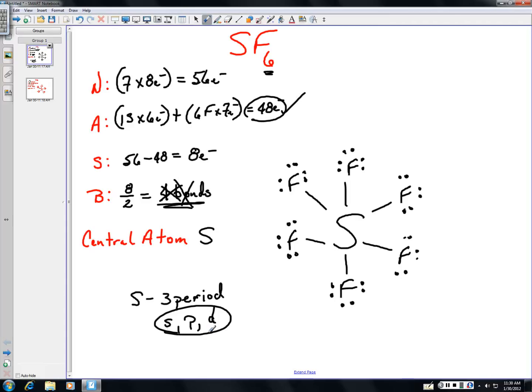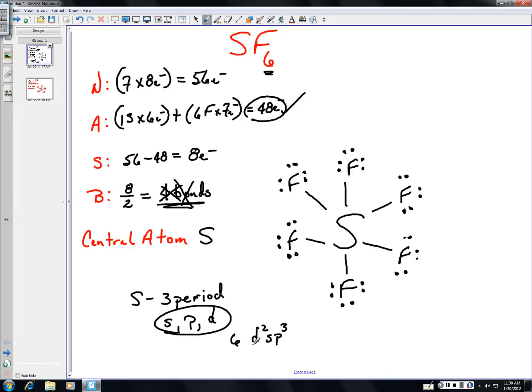It's hybridizing the S, the 3 P's, and 2 of the D's to make 6 of what we call d2sp3 hybridized orbitals. Okay? 1, 2, 3, 4, 5, 6. Each of those orbitals is what we call a d2sp3. It's not a pure S, not a pure P, and not a pure D. So that's how we've done that.